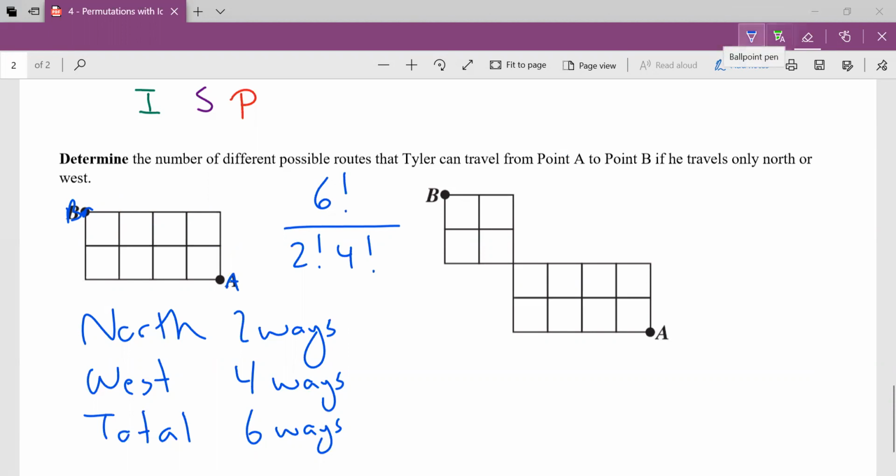On the next one, this guy Tyler is going from A to B again, but this time there's this, I'm going to call it a choke point here. That's where he's got to get through. So again, what I'm going to do is break this into 2 questions. So this one here, what I notice is there's 4 north, I'm just going to write it 4n, 2 west, 6 total. So that's 6 factorial over 4 factorial, 2 factorial.